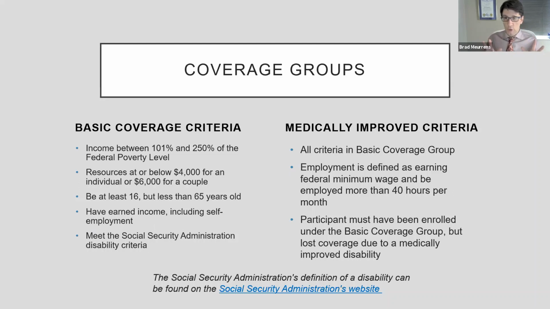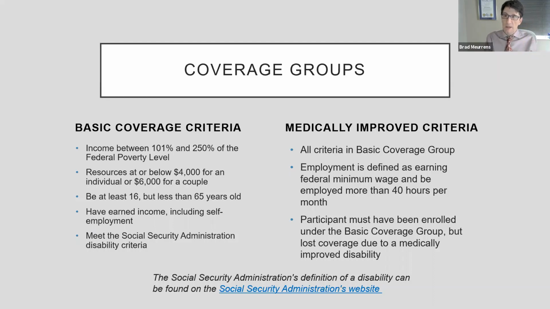So the two major groups that were created under this reformed operation of LB 323 are the basic coverage group and the medically improved group. The basic coverage group operates between 101 and 250% of federal poverty. They have to have resource limits. They have to be between 16 and 65, have earned income, and they have to meet the Social Security Administration disability criteria, which you can find on the website that I've linked at the bottom of this slide.